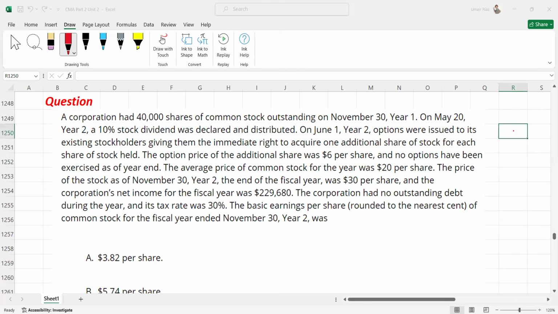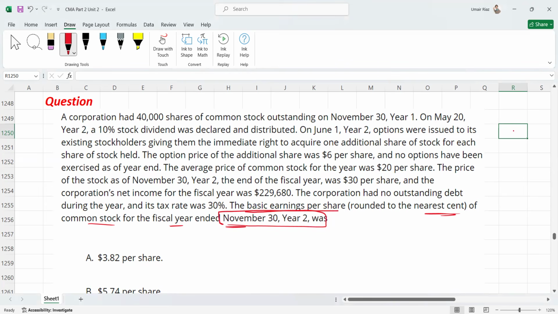So let's read the first requirement. They're asking for the basic earnings per share, rounded to the nearest cent, of common stock for the fiscal year ended November 30, year 2. So actually you have to calculate basic EPS for this year end, 30 November year 2. Now let's read the question.